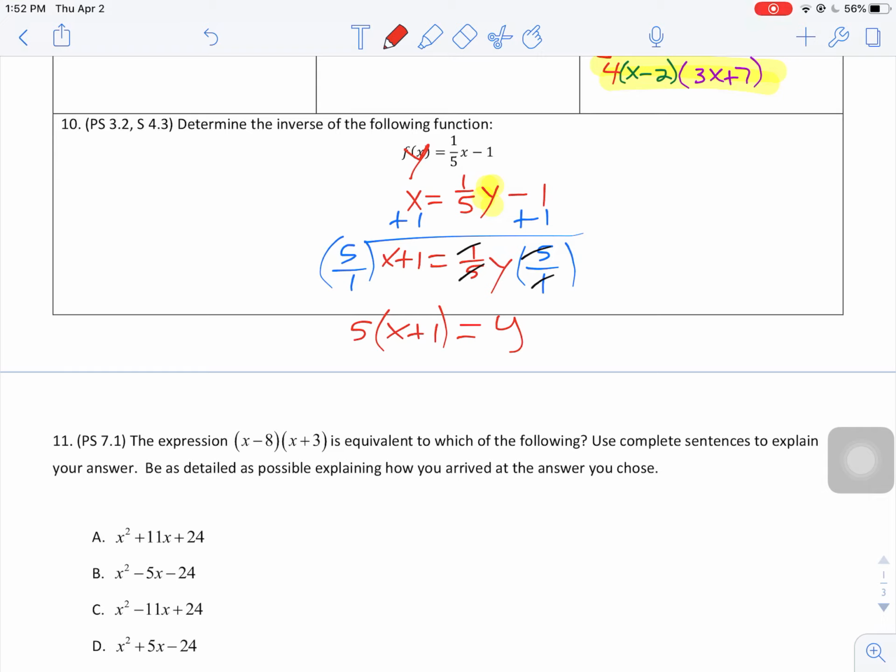And then at the very end, if we want to be all fancy with our notation, it's f inverse x equals 5 times x plus 1. Honestly, I wouldn't mark it wrong if you left it y equals 5 times x plus 1, but if you want to be fancy, that's the inverse notation right here. This is the inverse of the f function.